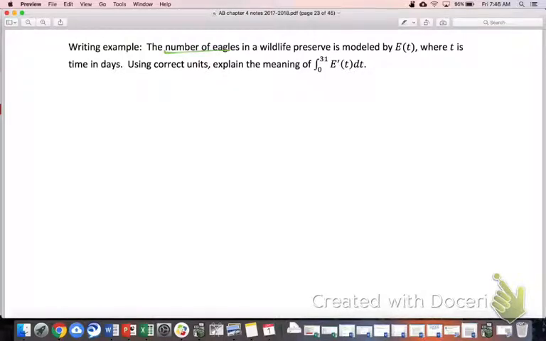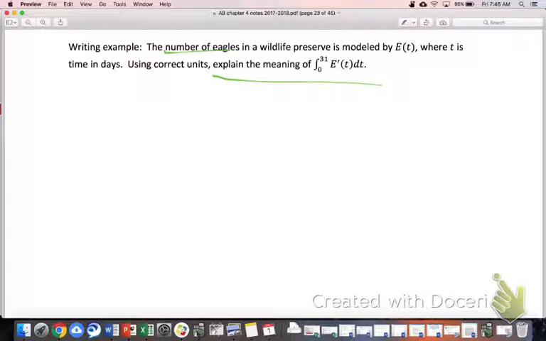So there are different categories. We often look at amounts of things versus rates of change of things. This clearly states that we're talking about the number of eagles when we're talking about E of t. T is time in days. Using correct units, please explain the meaning of the integral from 0 to 31 of e prime of t dt.